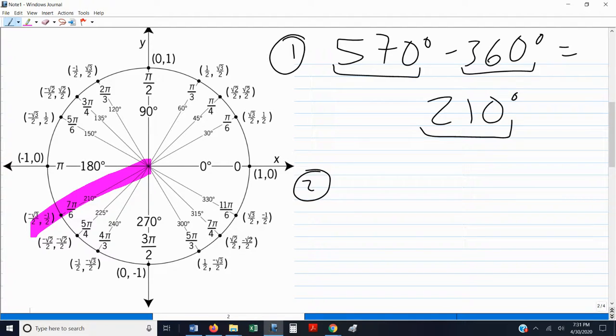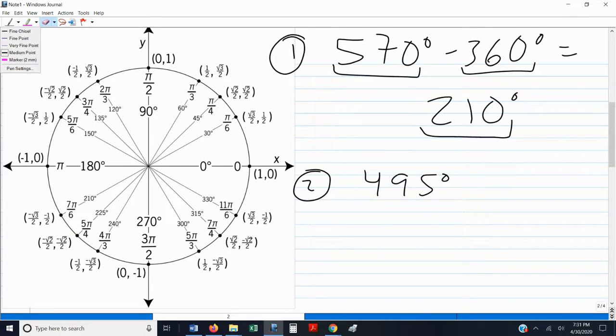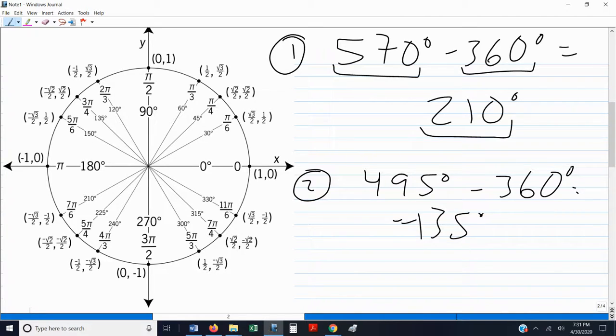And one more of those would be 495 degrees. Again, it's beyond 360, so you've gone all the way around and then some more. And so I would just subtract 360 to find a coterminal angle, and you get 135 degrees. So 495 and 135 are on the same branch of the unit circle, and that is located here.